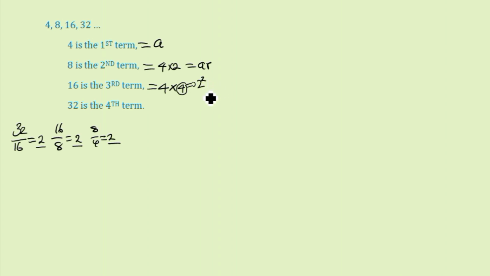So in terms of A and R, the third term becomes A times R power 2, and then finally the fourth term is 32, which is 4 times 8, and 8 is the same as 2 power 3, so that the fourth term becomes AR power 3. Let the number of terms be denoted by letter N, so that we can be able to predict the fifth term.